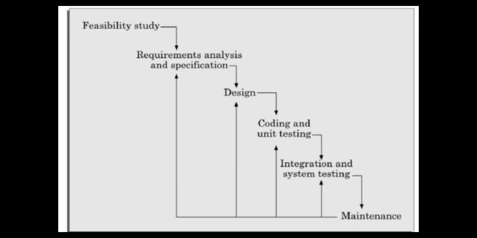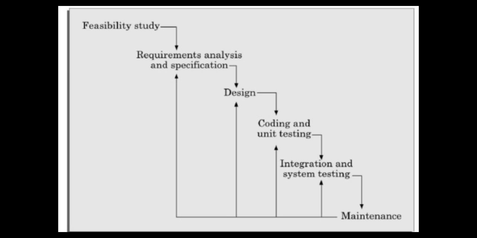So first we start with the feasibility study. So this is where we check if the project is possible and worth doing. So it's like asking, can we do this, and should we? And next we move to requirement analysis and specification. Here we figure out what the project needs. It's like making a list of everything that the software should do.